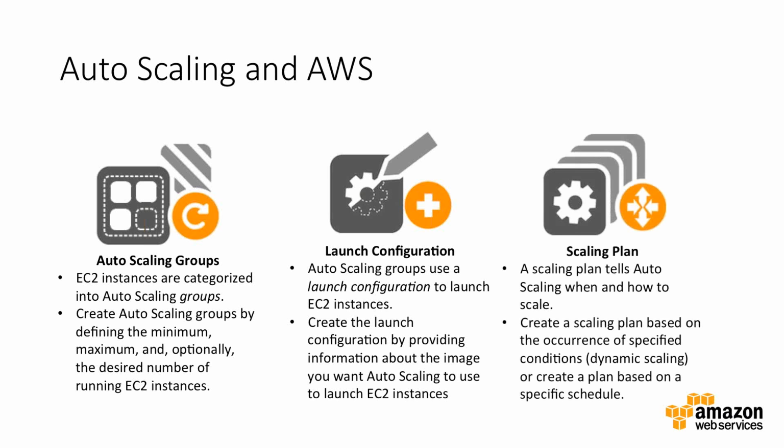A scaling plan is the third part to this triumvirate. The scaling plan tells autoscaling when and how to scale. So you can create a scaling plan based upon the occurrence of specific conditions. So that's really towards dynamic scaling. A good example of that would be the variable peaks. So if you want to match to a certain CPU load or to a certain amount of users on a platform, you could use the scaling plan to scale out based upon that. Or if you understand the schedule, so looking at the periodic periods or the on and off types of traditional IT use cases, you could define a schedule and scale based upon that as well.